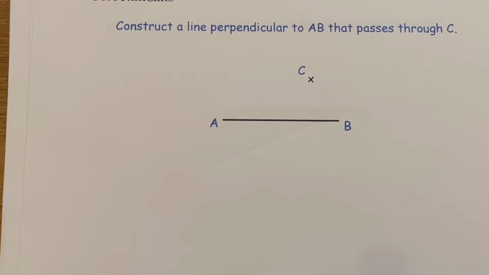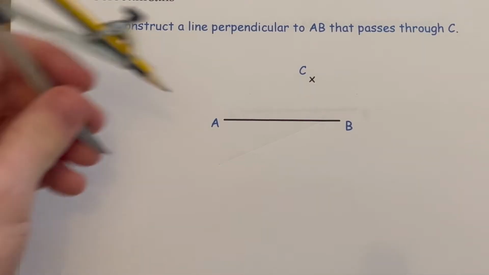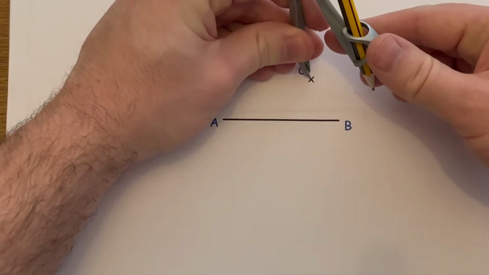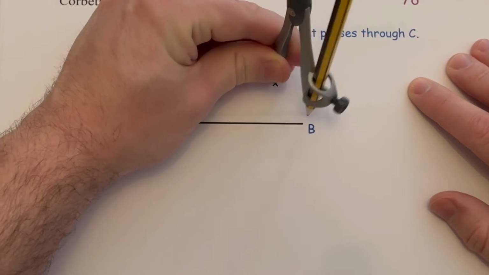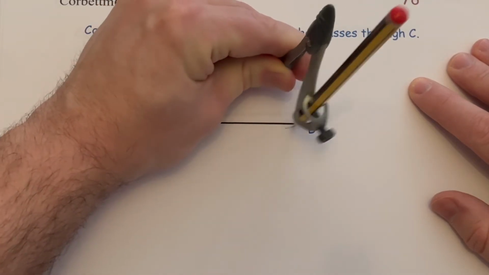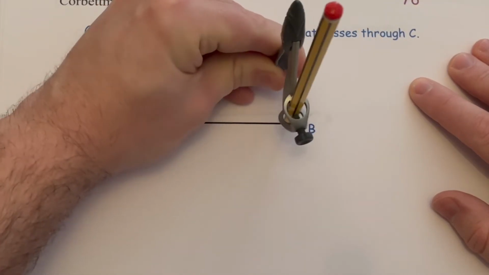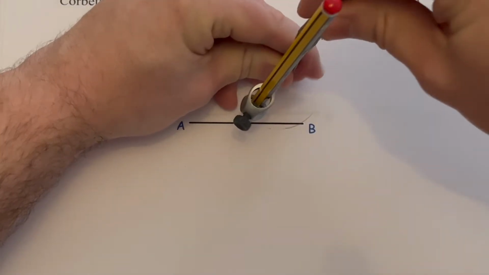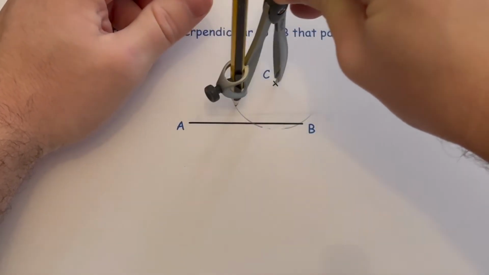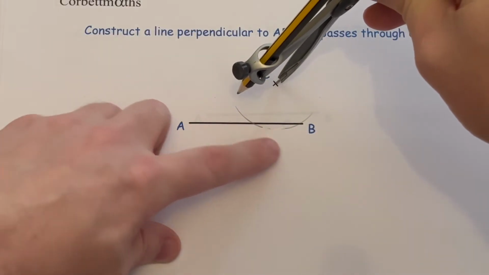Okay, so the next construction I'm going to look at is constructing the perpendicular to a line that passes through a particular point. So again, you're going to need your pencil and your compass. I'm going to put the point of the compass on C, and I've set the compass that size so that I can do an arc here, and I can do an arc over here. So I've drawn two arcs that cross the line AB.